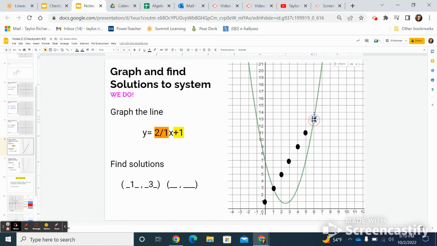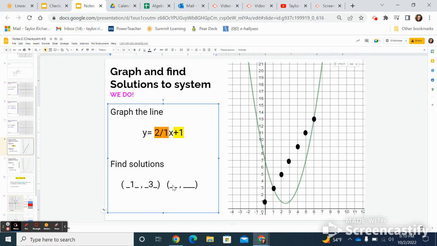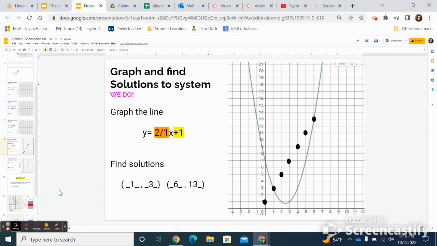And then it crosses again up here, again, black over green. And that point is going to be 6, 13. Because again, my X always goes first and then my Y. So I'm just showing you how you could have two solutions. If it crosses twice, you have two solutions. But the process is still the same.